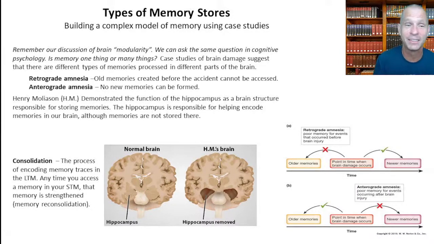We call that consolidation. Anytime you access a memory and think about it, you are consolidating it again, or what we would say reconsolidating that memory. So every time you bring a memory up and you think about it and you rehearse it, you are encoding it on your brain again. You are writing it down. And so the more times you consolidate or reconsolidate a memory, the stronger that memory will get.